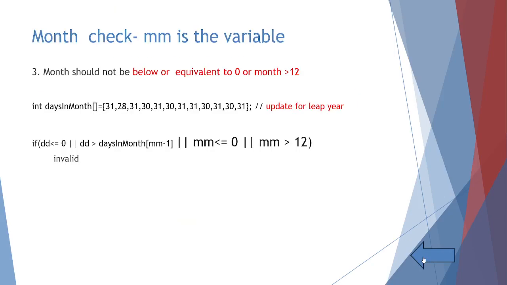Then month check. Month is below or equivalent to 0 or month greater than 12. So we extend the same if: dd less than equal to 0 or dd greater than days in a month of mm-1 or mm less than equal to 0 or greater than 12. All these conditions lead to invalid. Any one of the conditions.